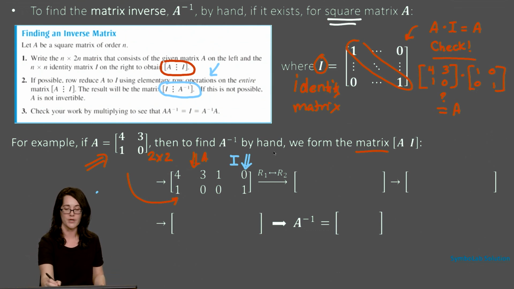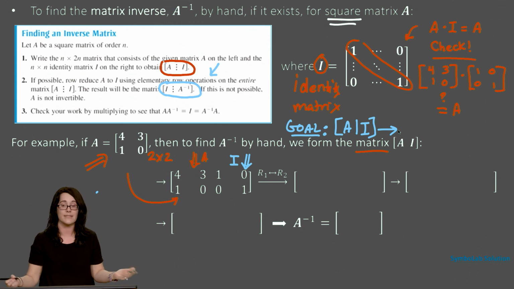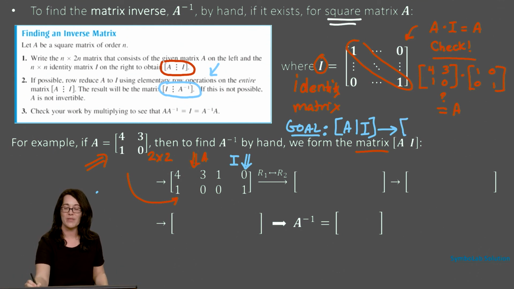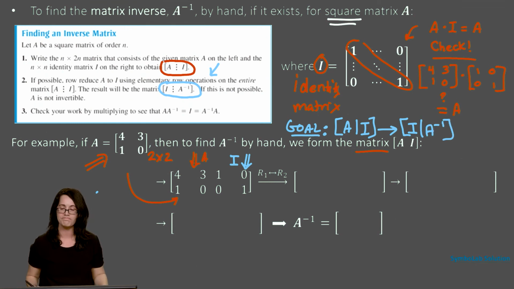So what we want, our goal, I'll write it up here for you. Our goal is to start with A on the left, I on the right, and after row operations, it might take 3, 4, 8, it might be a lot, to end up with I on the left, and whatever is on the right will be A inverse. Okay, so we're going to get started here.